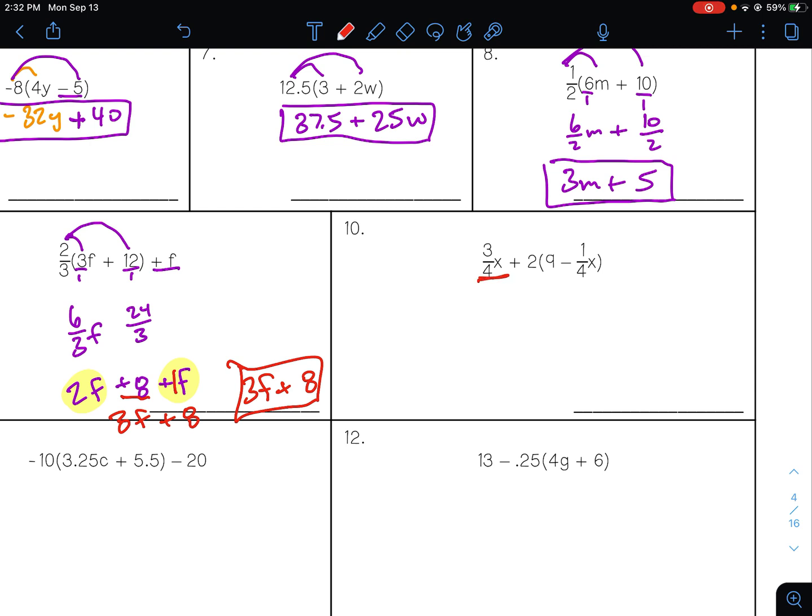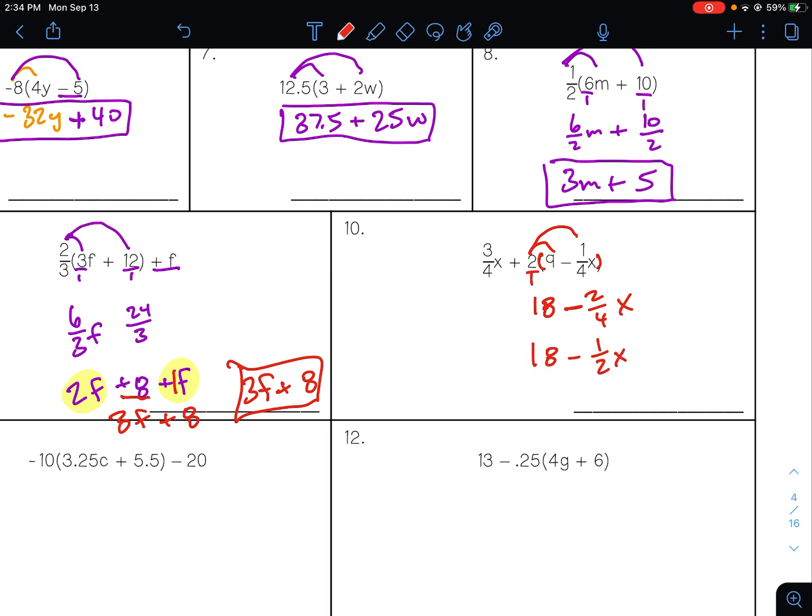I'm not multiplying anything over here because it's not next to a parentheses, but I am going to multiply this. The 2 times 9, which is 18. And then the 2 times negative 1/4, well, that's 2 over 1 times 1 over 4. 2 times 1 is 2. 1 times 4 is 4. And it's a positive times a negative, which makes us negative. And then there's an x in that answer. So 2/4 x, which is the same thing as 1/2 x.